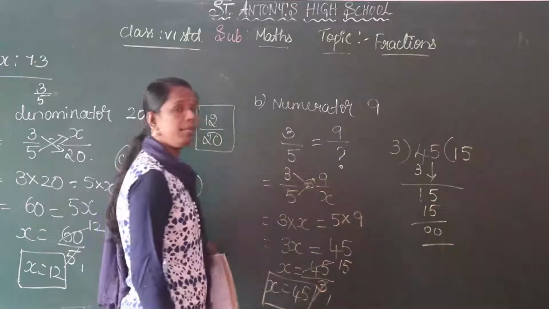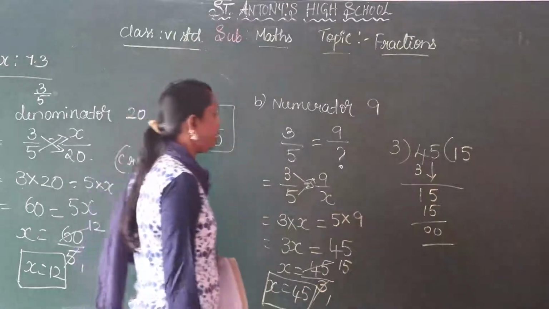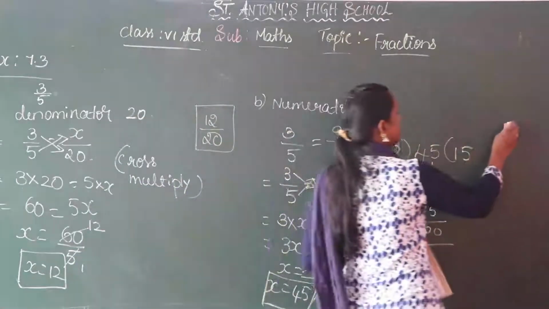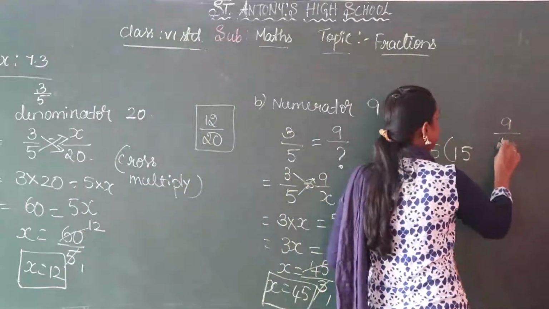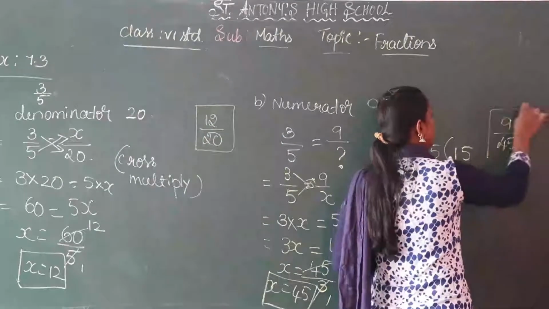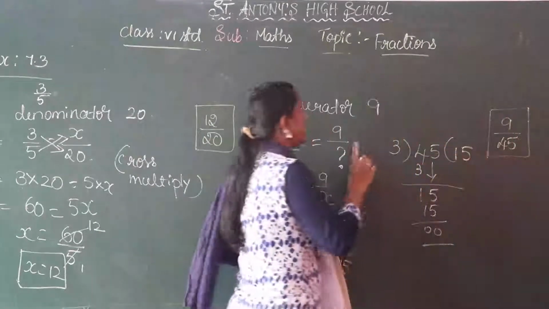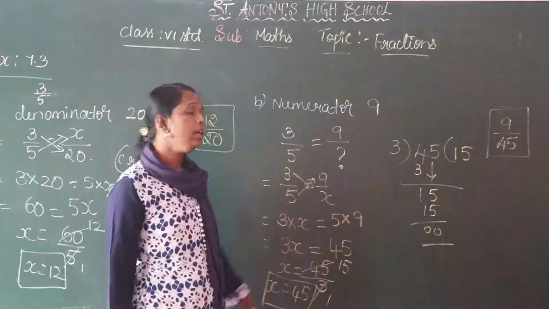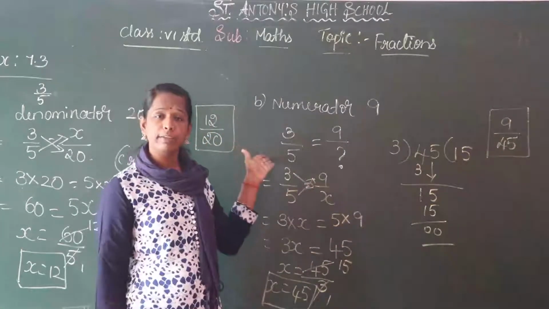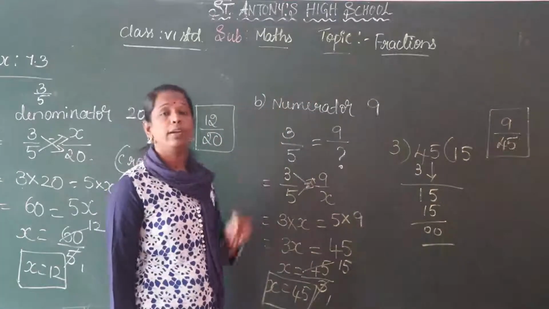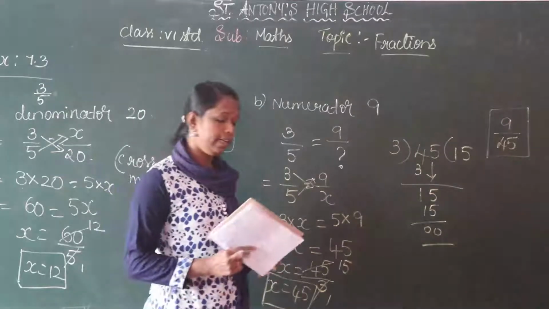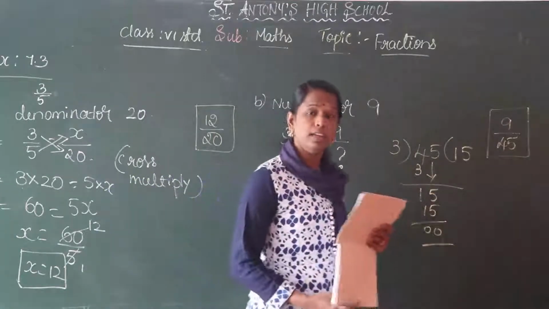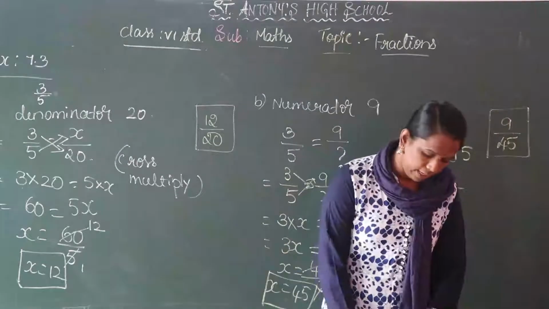45. So the denominator is how much? 45. The next fraction is 9 by 45. 9 is already given as the numerator, but we can find the denominator by using the given fraction 3 by 5 and then the numerator. We get the denominator. The new fraction is 9 by 45.